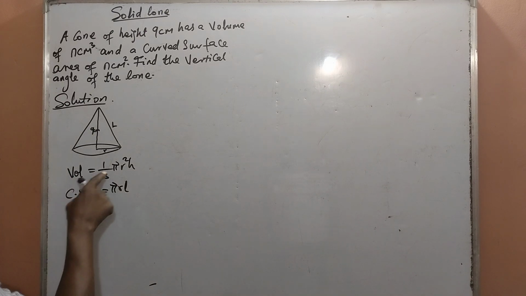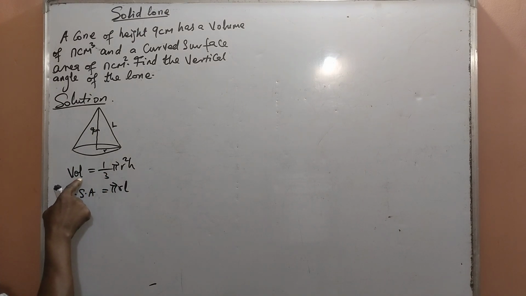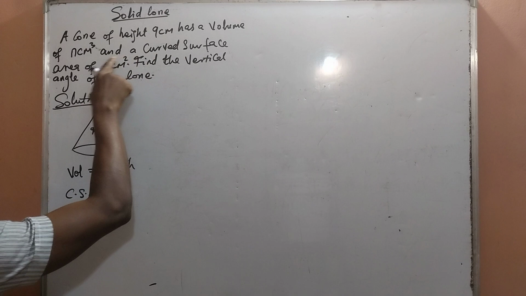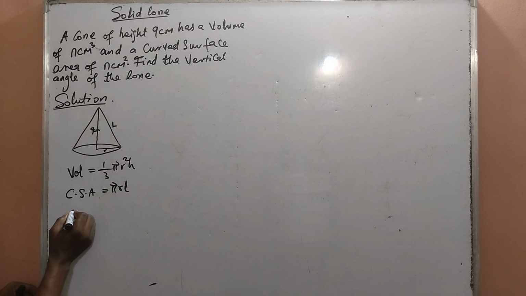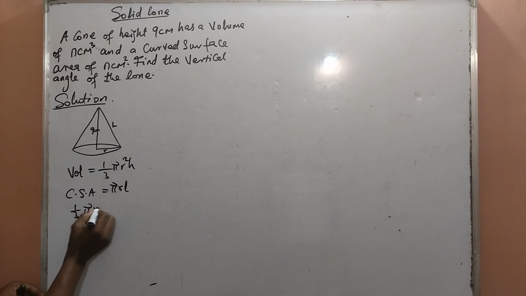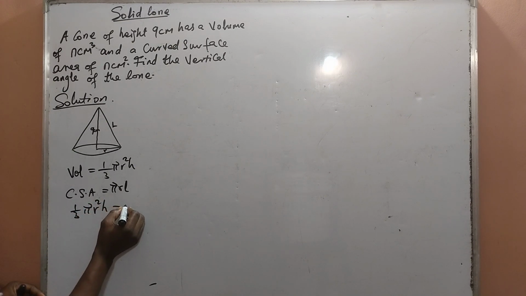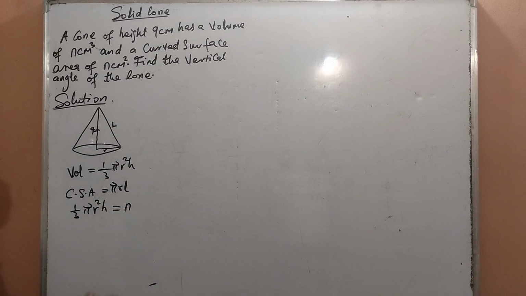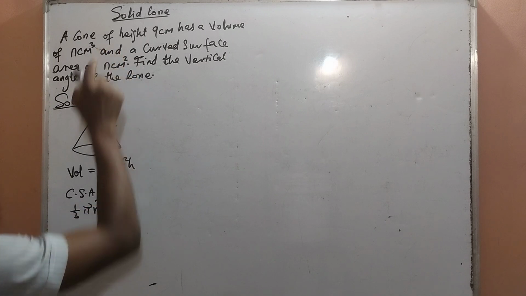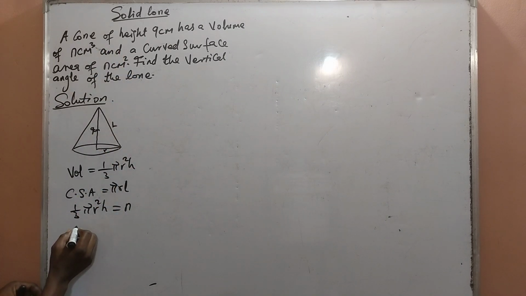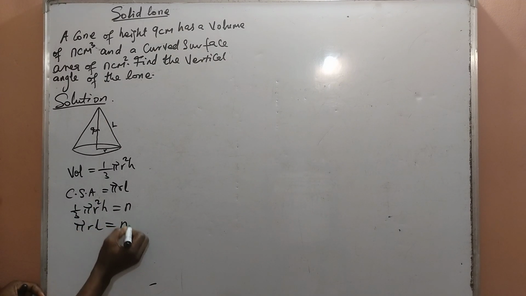Now, the value of this volume is n cm³, meaning that I can write 1 over 3 pi r squared h is equal to n. Okay? And also the curved surface area is n cm². Therefore, pi r l is equal to n.